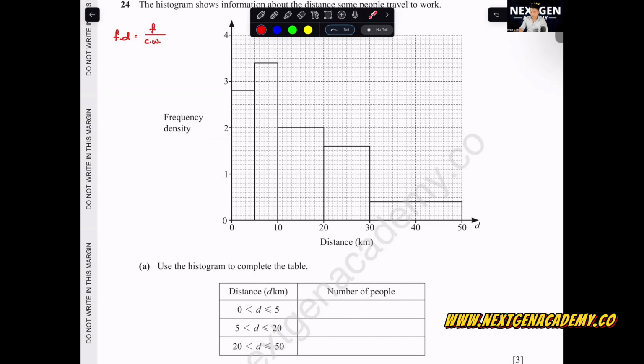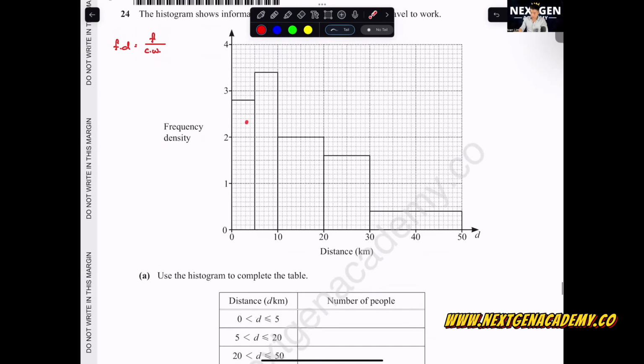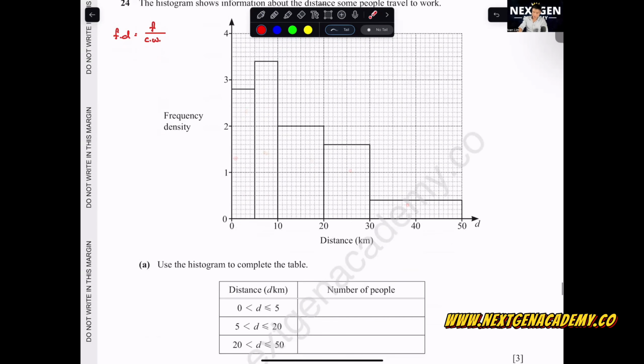Okay, what's the first thing that we're going to do? You're going to break down every single one. You're going to calculate the frequency for each of it. So to find the frequency, we rearrange this formula. FD equals to F over CW. F is equals to CW times FD, or FD times CW, which is you will take your X multiply, right here, X times Y, which means you find the area of each bar. To find the frequency, you're going to take the X times the Y.